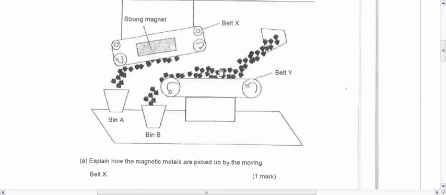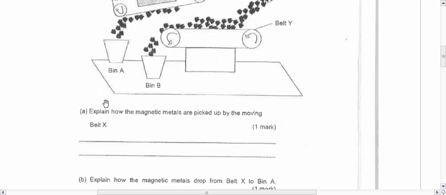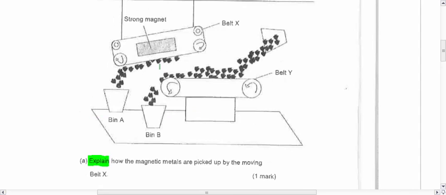But if I'm a magnetic fella, I'm going to get attracted, I'm going to go up here, and I'm going to continue down here. So that's how I get separated. So this will be all my magnetic materials and this will be all my non-magnetic materials. So your job is to explain how the magnetic materials are picked up by the moving belt X.